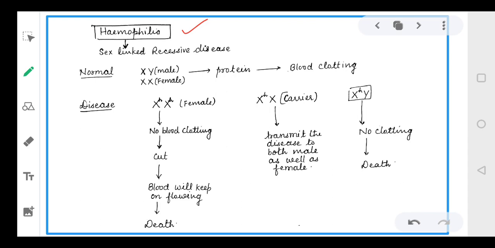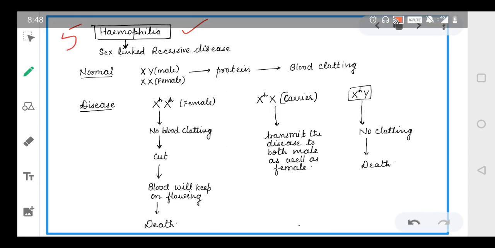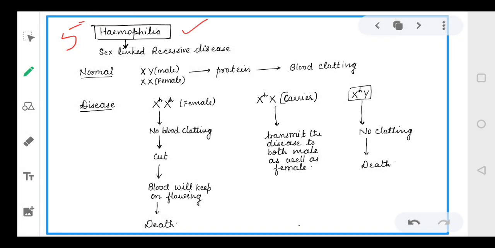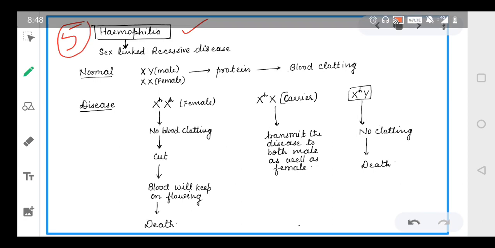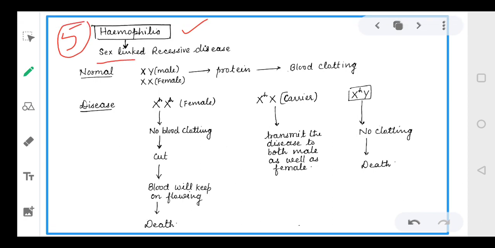Hemophilia is your fifth Mendelian disorder, right? Now hemophilia is sex linked and it is a recessive disorder, right? Sex linked means it will be related to the sex chromosomes. Recessive means it will not be expressed in the heterozygous condition, right? It will not be expressed in heterozygous condition. It will only be expressed in homozygous recessive condition.